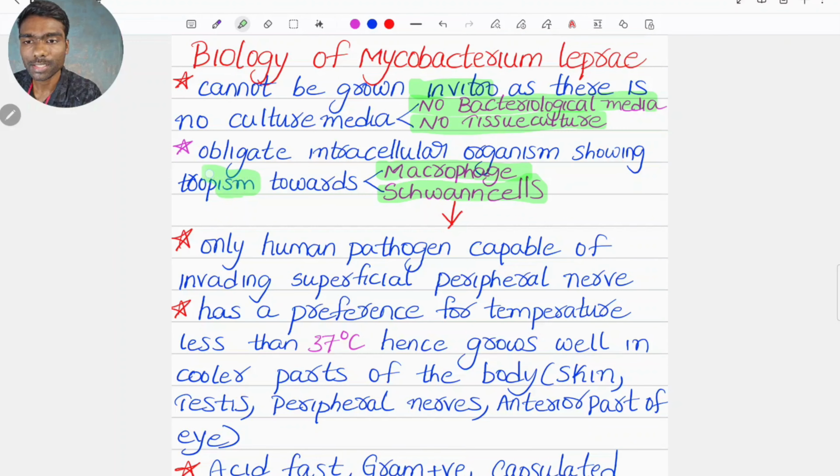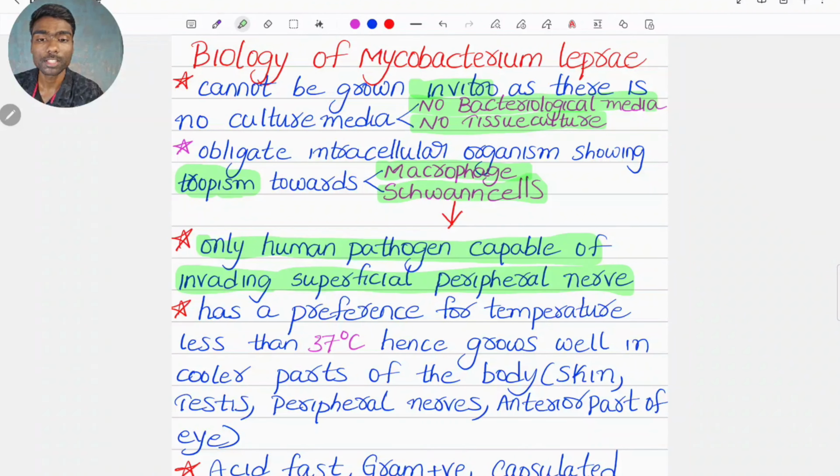Tropism means having a selective preference towards any cell or an organ. Here our lepra bacilli have tropism towards macrophages and squamous cells inside the human body. It is the only pathogen affecting superficial peripheral nerve. Only human pathogen capable of invading superficial peripheral nerve.